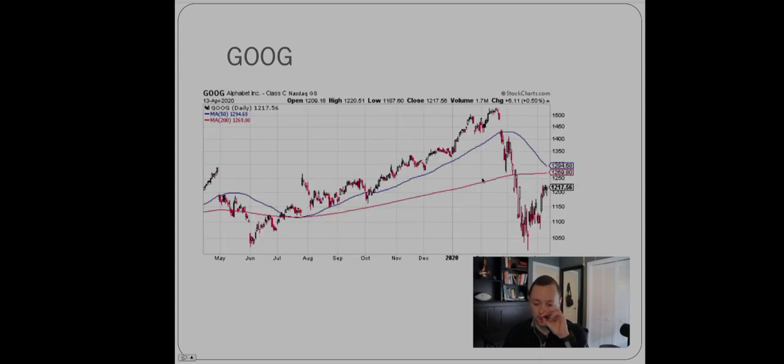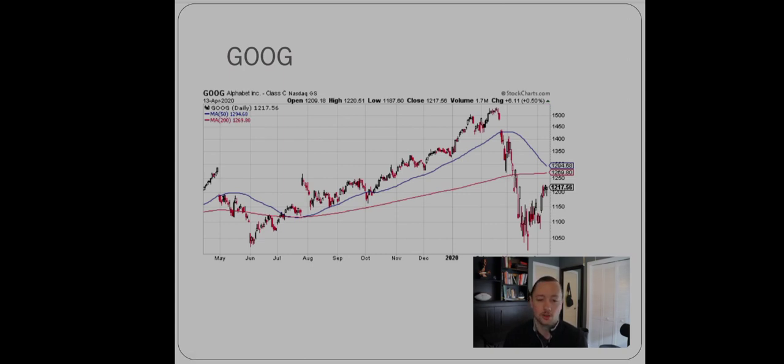One more chart I want to show you is Google. Now, this is kind of a similar chart. We have steady, consistent growth all the way leading up to February, March of 2020, and then we have a drastic plummet down below our 50-day and 200-day moving average. The reason that I wanted to show this chart is because I want to show you how closely related these 3 stocks are.